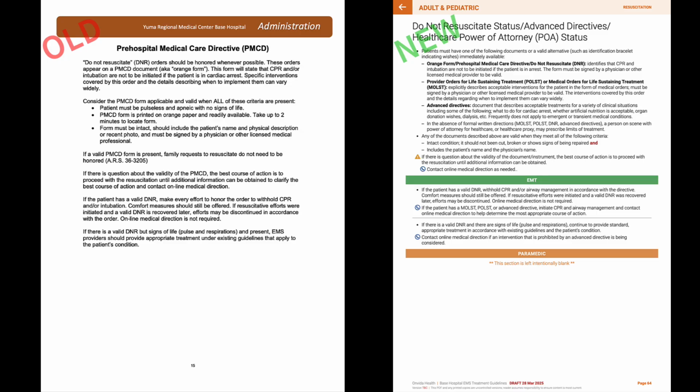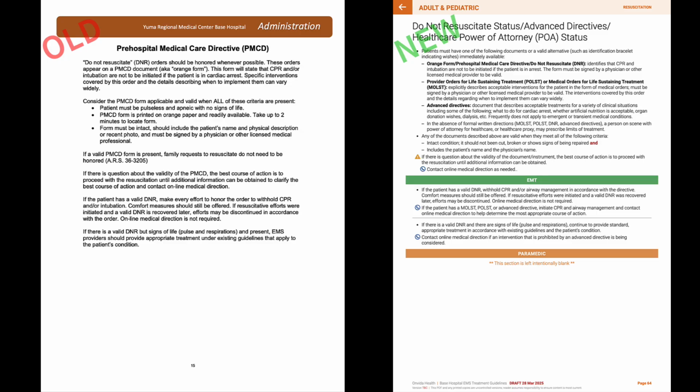Next is a guideline summarizing pre-hospital medical care directives, as well as some newer directive documents that you might encounter along the way. By now, almost everyone is familiar with or has encountered the orange form, which in the state of Arizona is the pre-hospital medical care directive, which we refer to most commonly as a DNR or do not resuscitate order. This form is a signed declaration that says when CPR and or intubation are to be withheld if a patient goes into cardiac arrest.